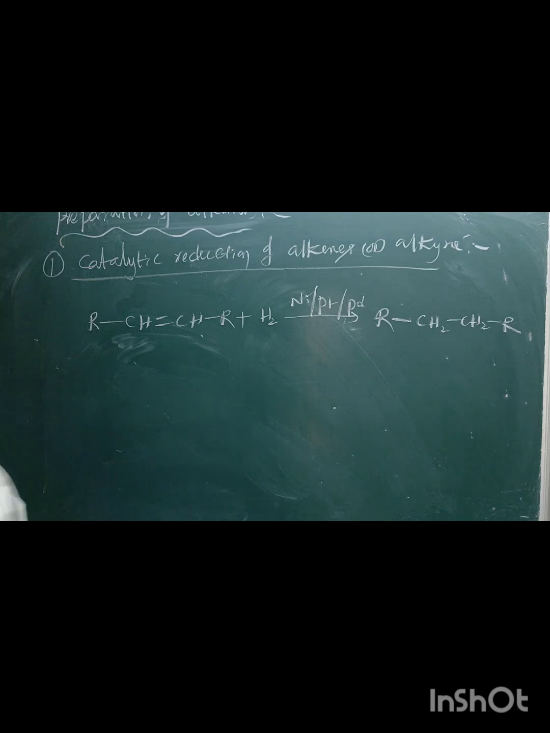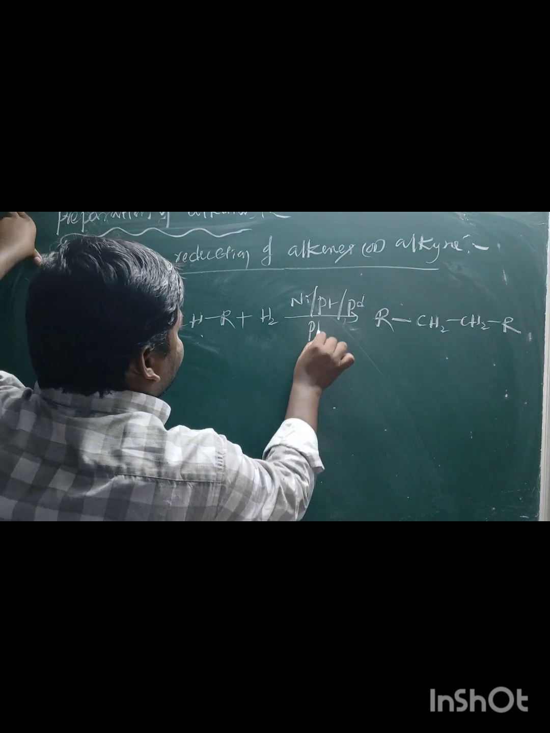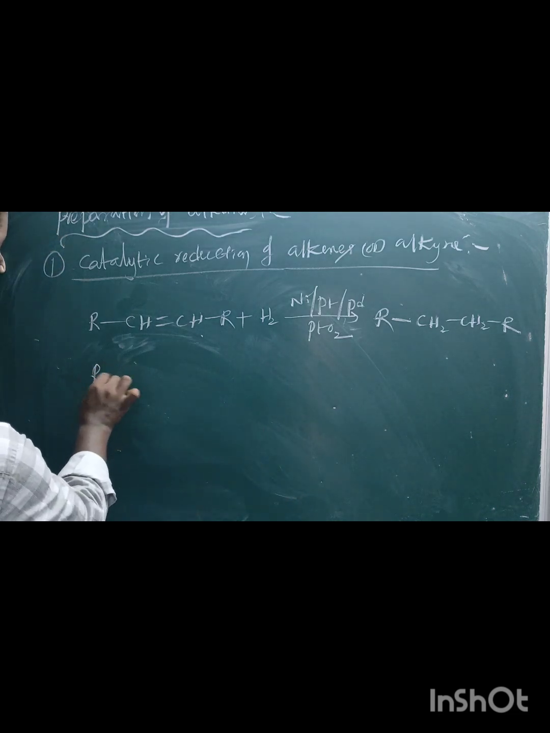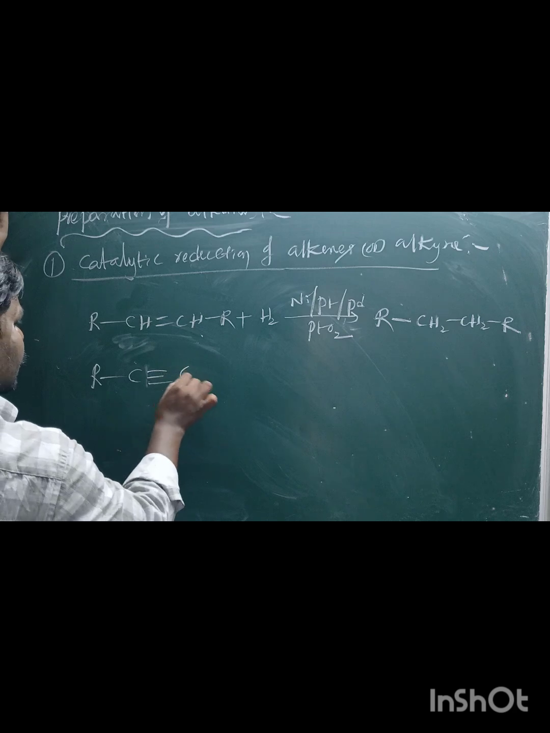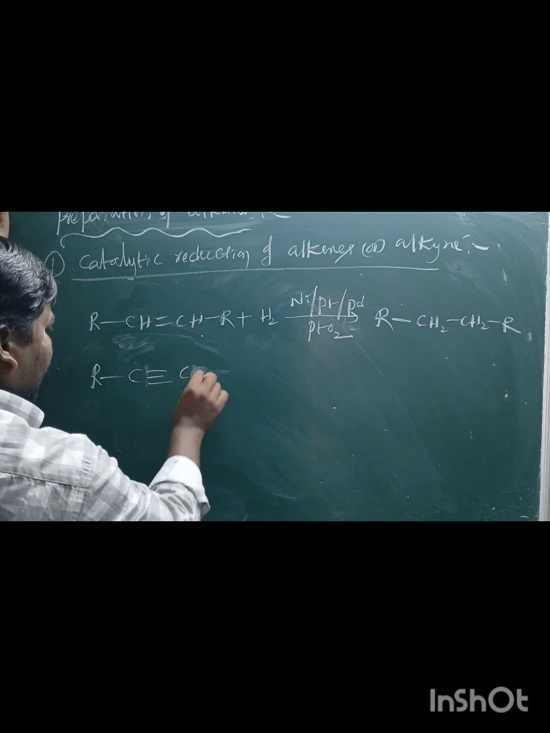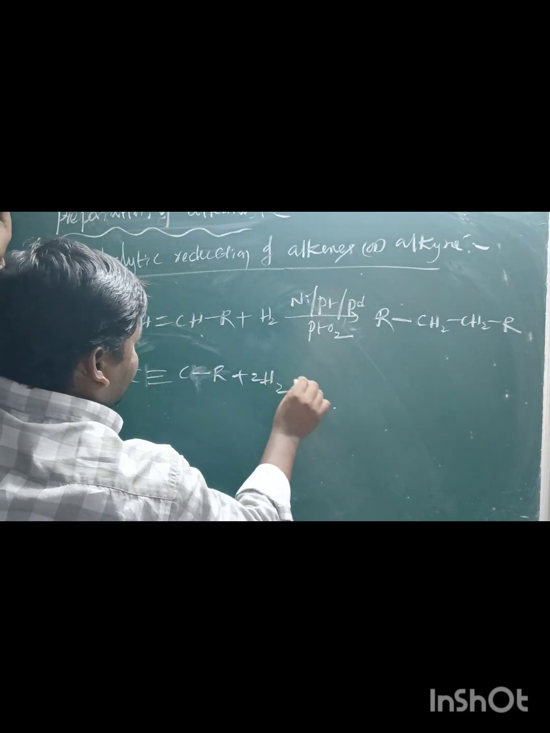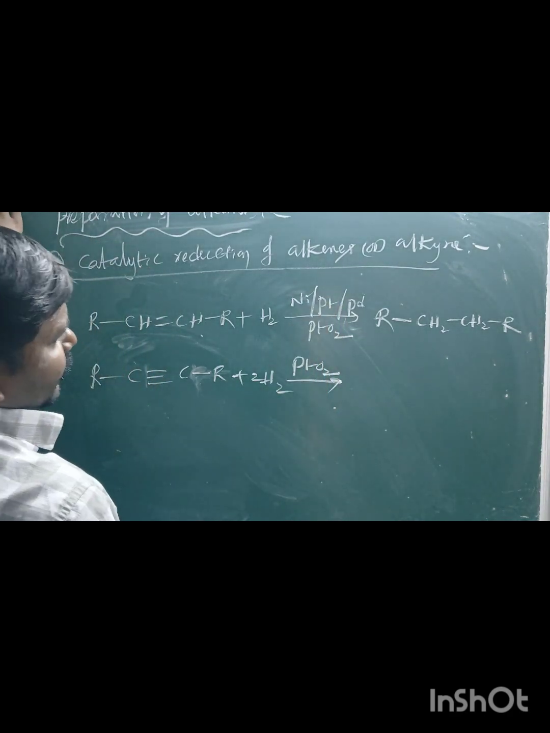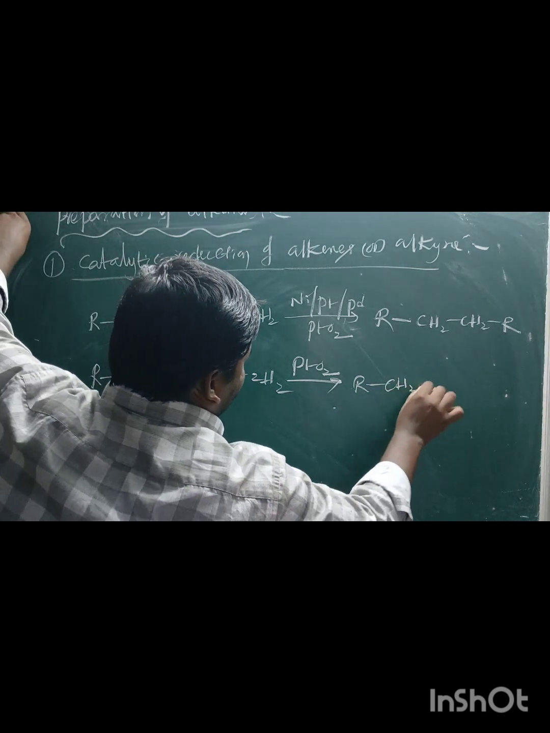CH2R. Simply, alkenes and alkynes on hydrogenation in the presence of finely divided catalysts like platinum, palladium, nickel, or PtO2, platinum dioxide, which acts as a catalyst, produce alkane. If you take it like that, now I am taking an alkyne. It reacts with hydrogen in the presence of nickel, platinum or palladium acting as a catalyst to form an alkane.